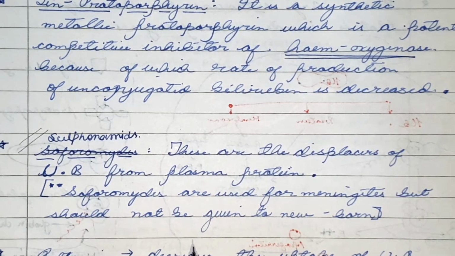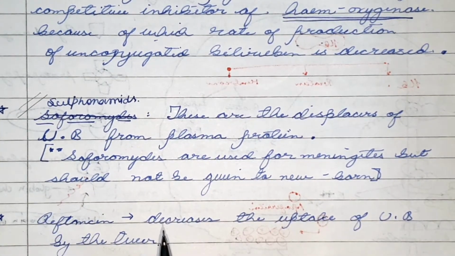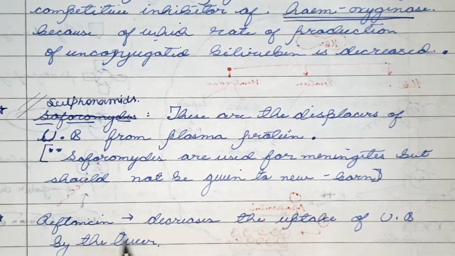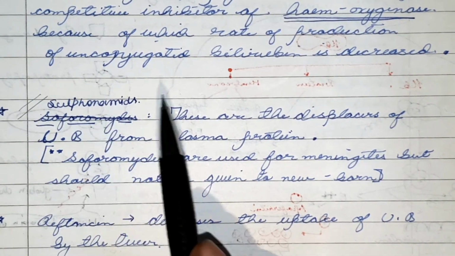That is called neonatal jaundice. So it can increase the effects of jaundice. So we don't want that. So you should remember not to give sulfonamides.